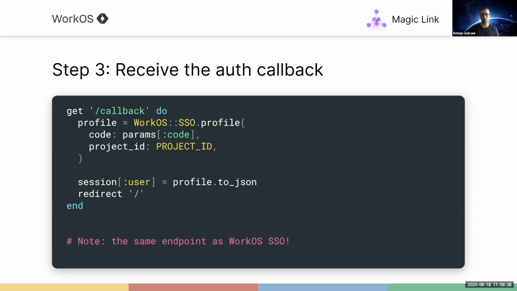The really great thing about this step is it's the exact same endpoint as WorkOS SSO. So if you've already integrated with us for SSO, you've completed the final mile for integrating with Magic Link. You don't need to make any code changes. All you'll need to do is the previous two steps, and that's pretty much it.